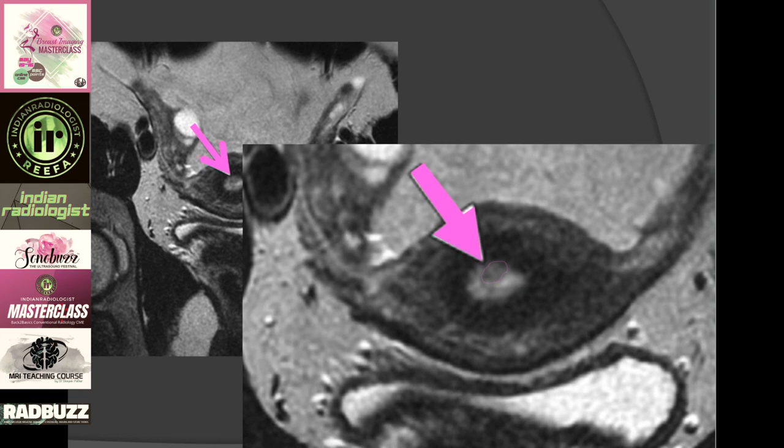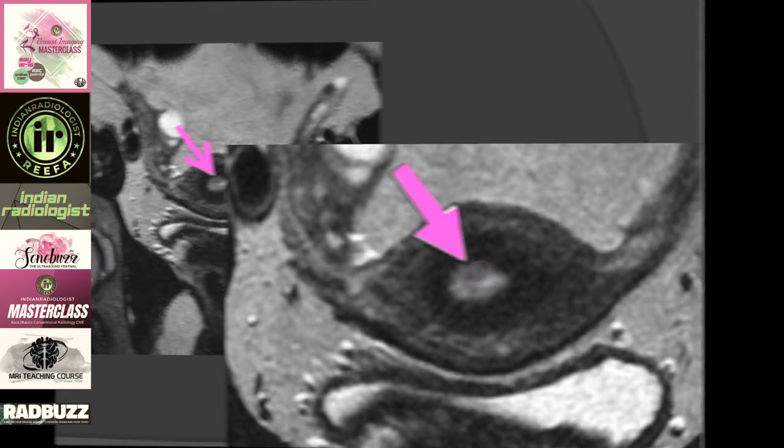tiny lesions. For lesions like this, please bear in mind that sometimes there could be a small submucosal fibroid or just a polyp that can also look like this. And in those cases, there has to be histopathology to help you make the accurate diagnosis.